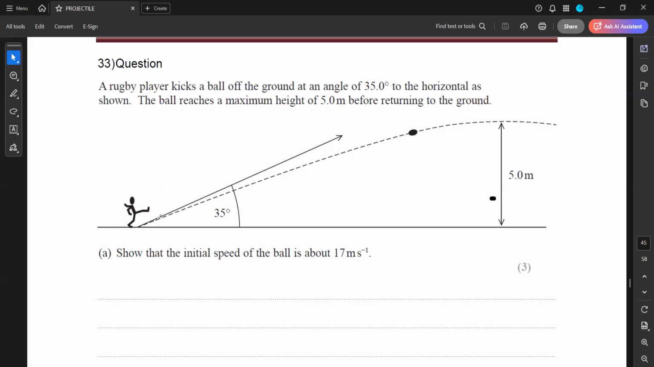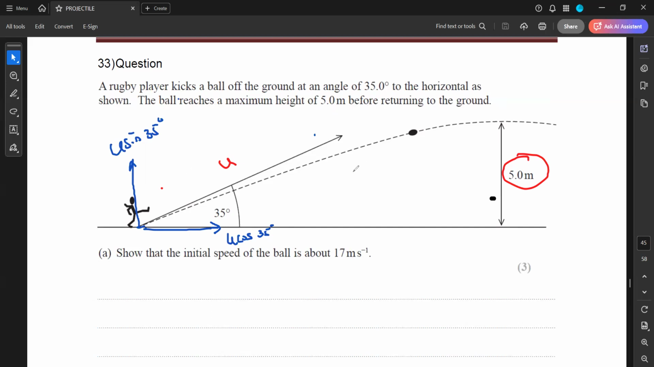So the vertical height is 5 meters. What about the initial velocity? The initial velocity, let's call it u, will have two components. The component which is with the angle is u cosine 35, and the component which is opposite to the angle is u sine 35. So u sine 35 is responsible for the vertical motion.